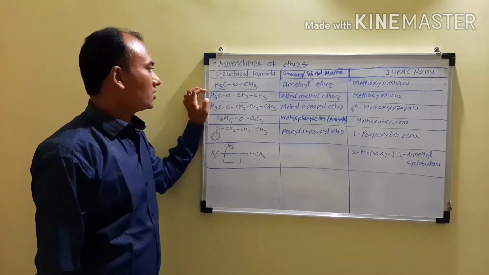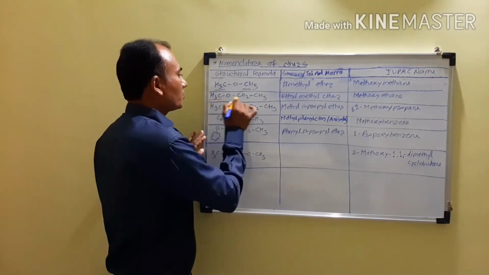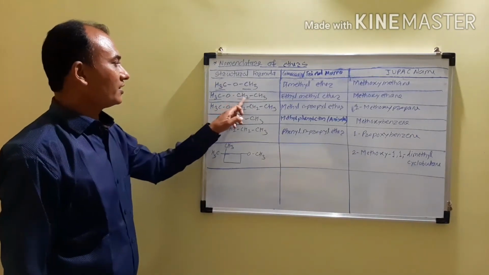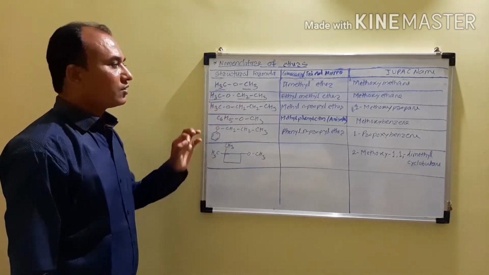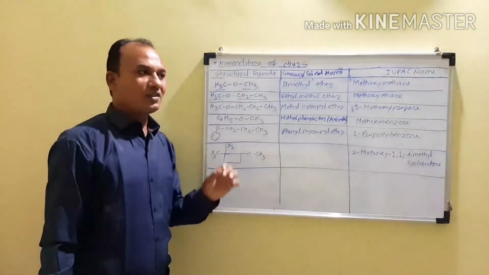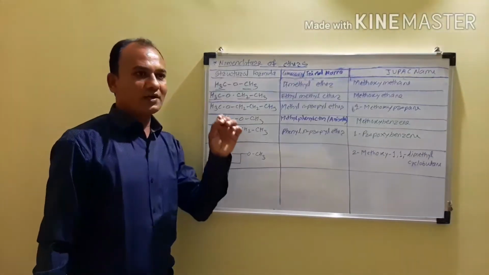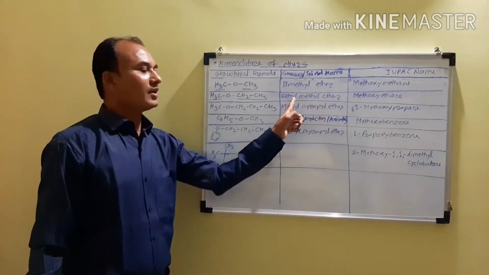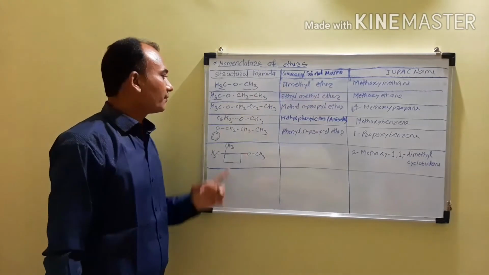CH3OCH2CH3. Now in that case the two alkyl groups which are attached to the oxygen are different. One will be ethyl and second will be methyl. So in that case you have to follow the alphabetical order. Alphabetically ethyl comes first, and therefore you have to write first ethyl, then methyl, and then the word ether. So the name becomes ethyl methyl ether.